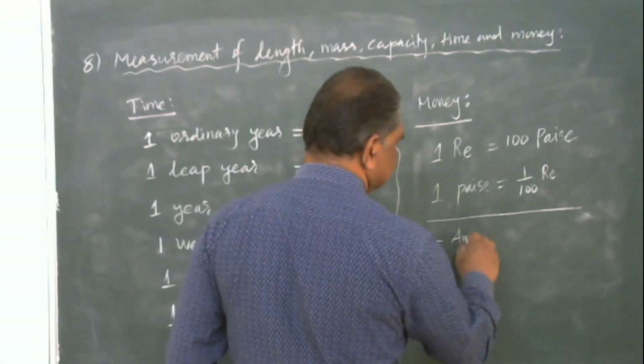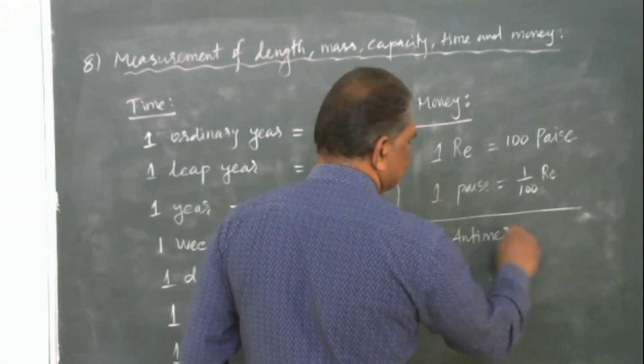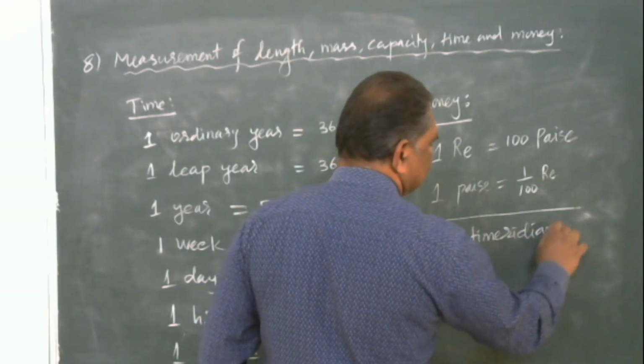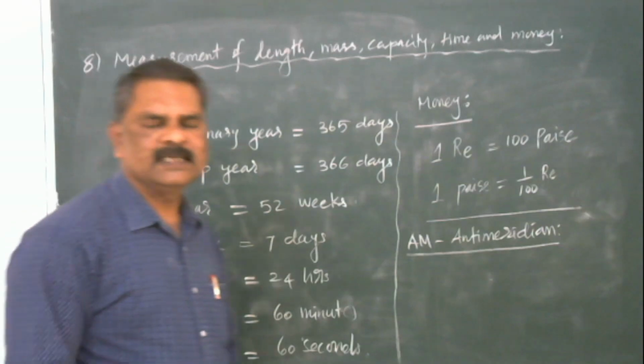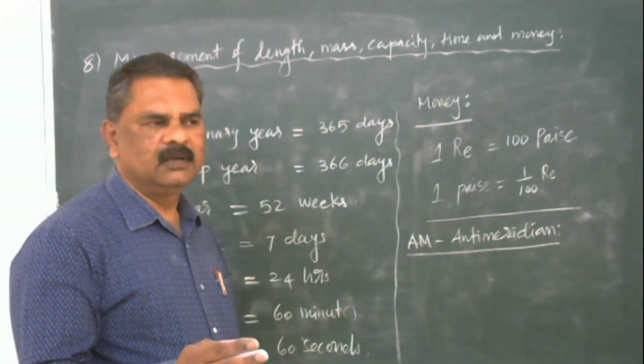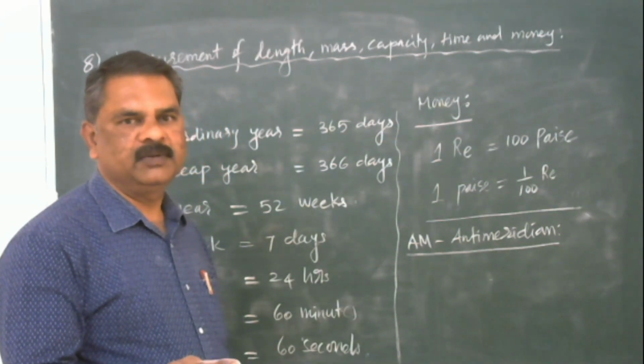Anti-meridian. What is anti-meridian? Anti-meridian is AM, 12 midnight to 12 noon.